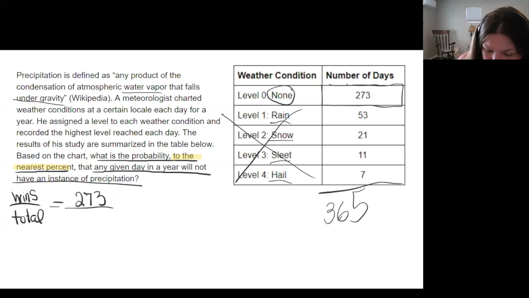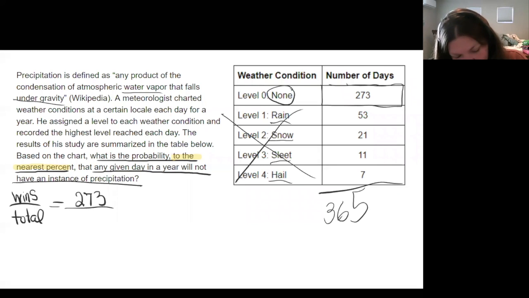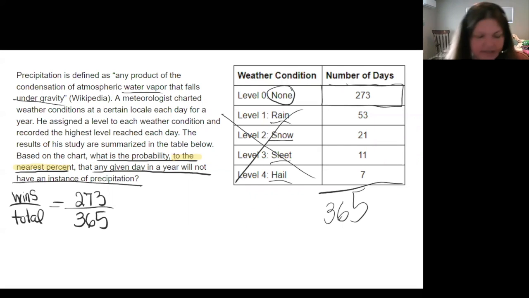Let's just make sure, though, that good math should always work. Whosever reasoning we're using, if we're using good reasoning, it ought to be the same. So let's just make sure. I'm going to add them all up. You know what I get? 365. So yeah, we can total up those days, or we can know, like Manal knows, that there's 365 total days in a year, and we get to the same place. So 273 days out of 365 days, I have no precipitation.